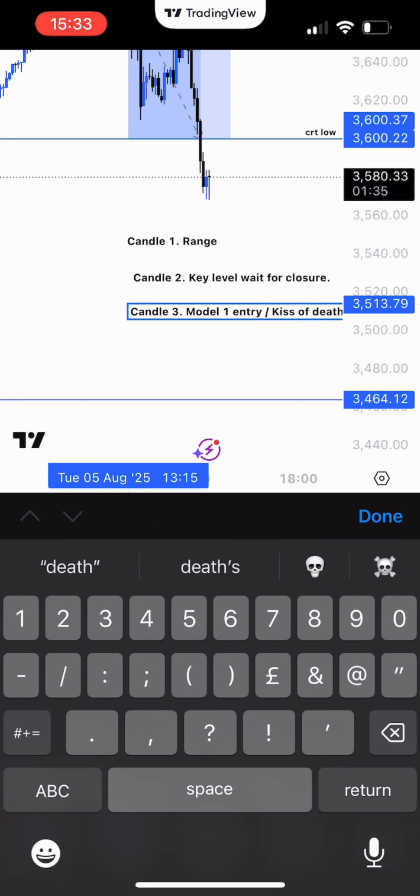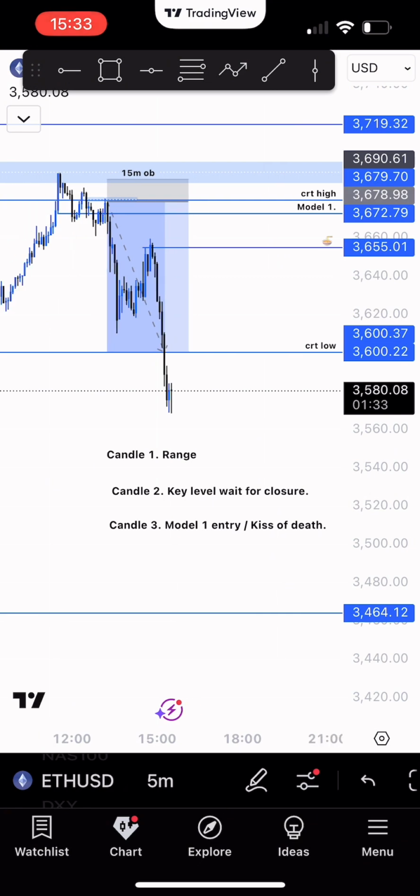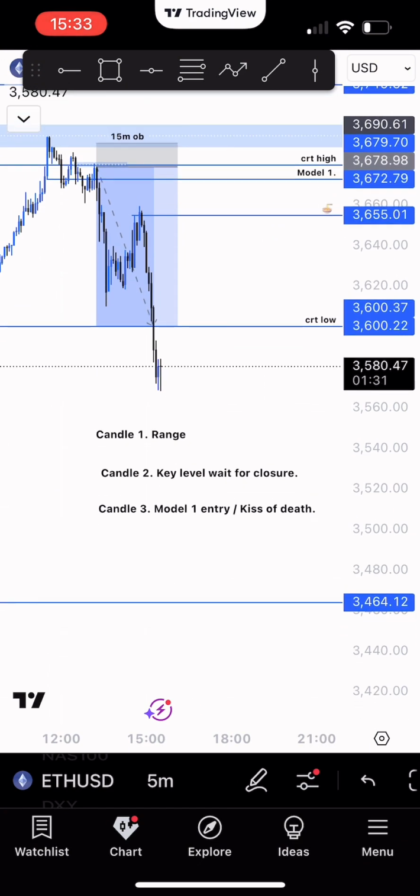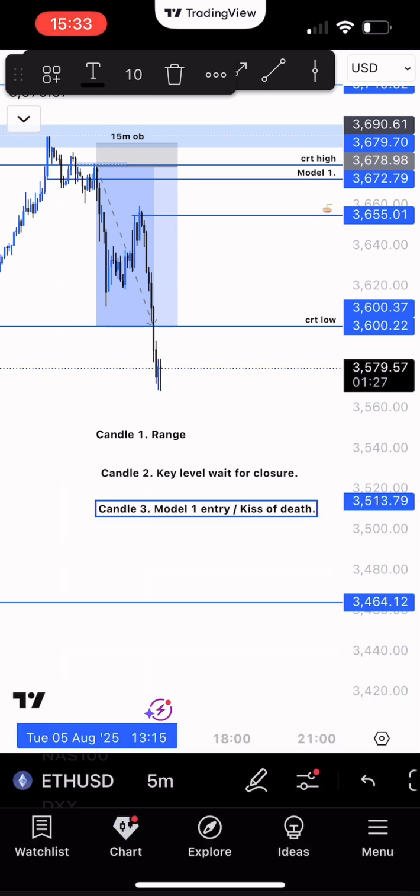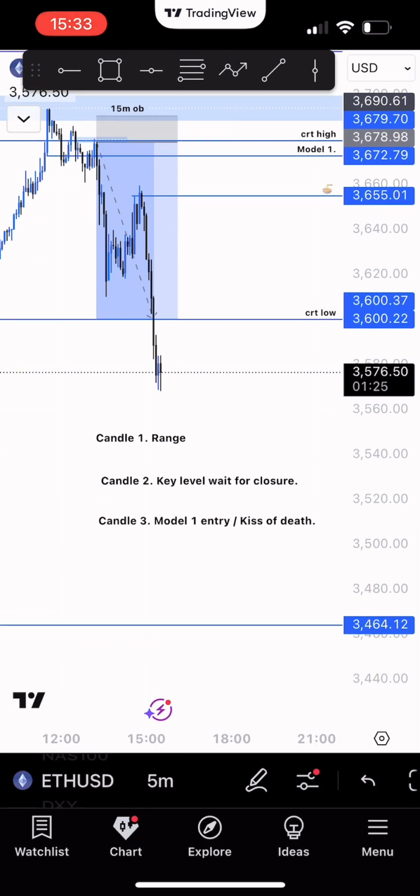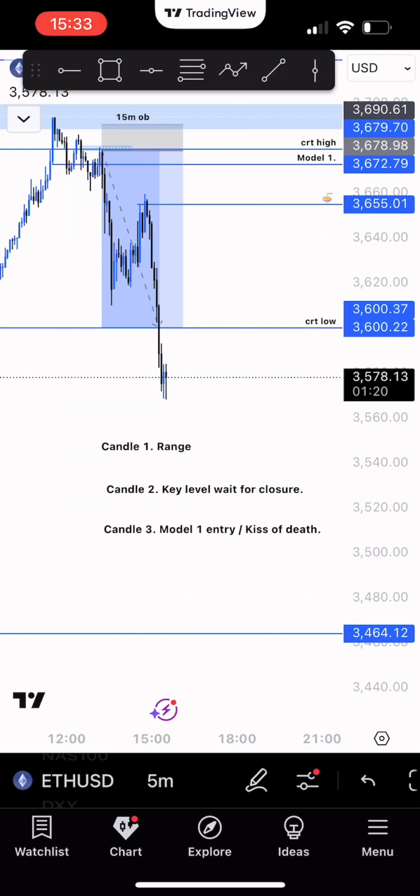So there's about 3 entry opportunities on this one trade. We had the key level entry, closure below, retraced back into the order block, entry 2, and then our final entry is the kiss of death, dumping, targeting the low.